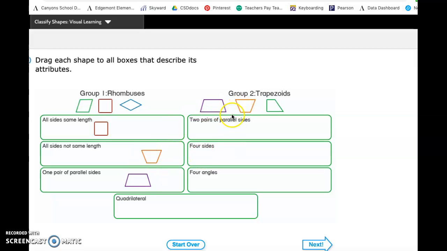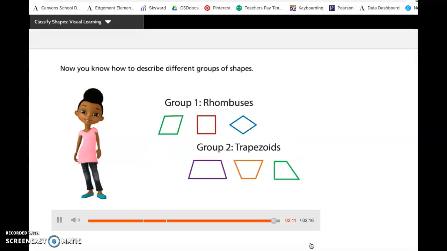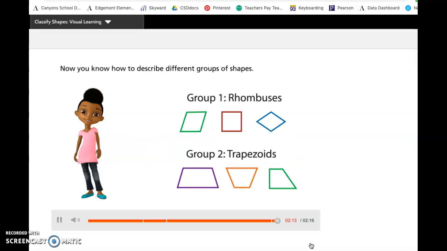Ooh, let's use parallelogram. Two pairs of parallel sides. Ooh, right there. Four sides. This one has four sides. Four angles. Which one haven't we used yet? Four angles. A quadrilateral. Could be any of them. Now you know how to describe different groups of shapes.